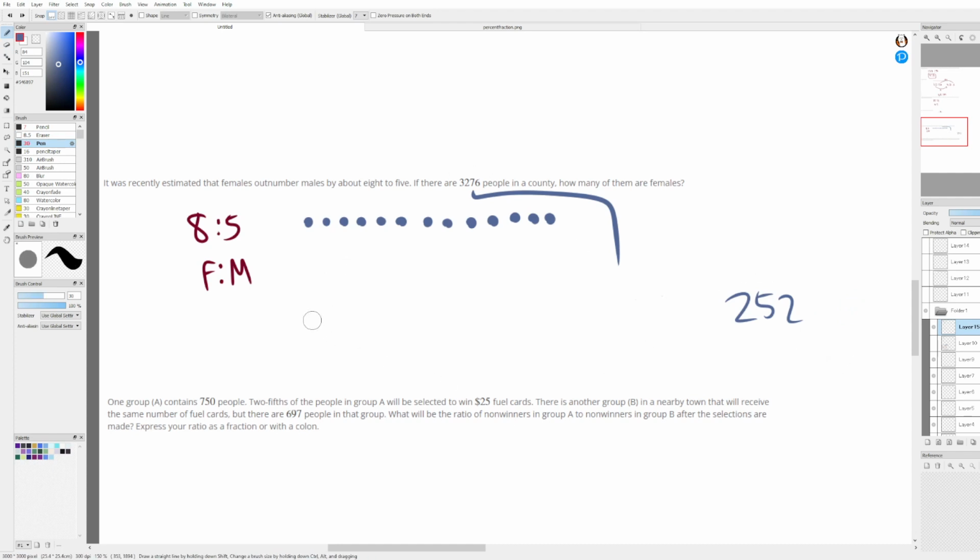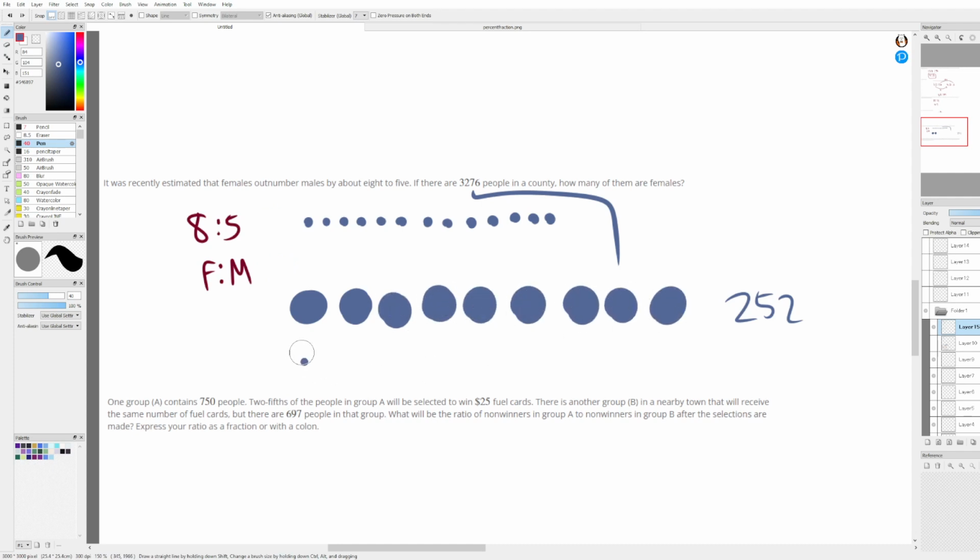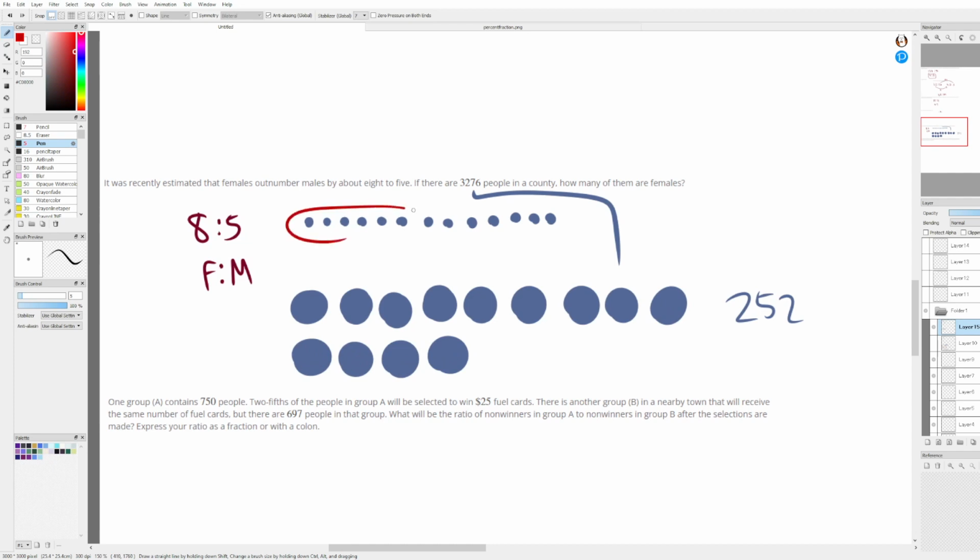Now what we've done is we have bigger groups of this. These all represent the same thing. It's just that with these, they were groups of 1 person. These are groups of 252 people. So 1, 2, 3, 4, 5, 6, 7, 8, 9, 10, 11, 12, 13. We can circle those. So we know that 8 of these are going to be female, and then 5 of these are going to be male.